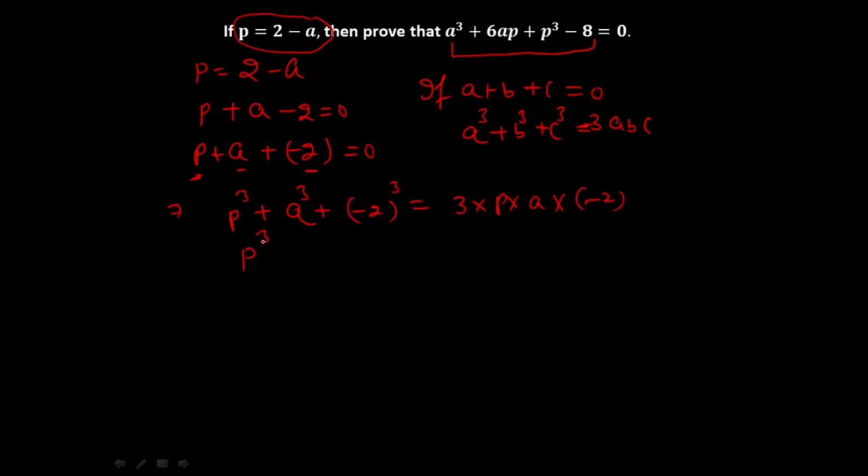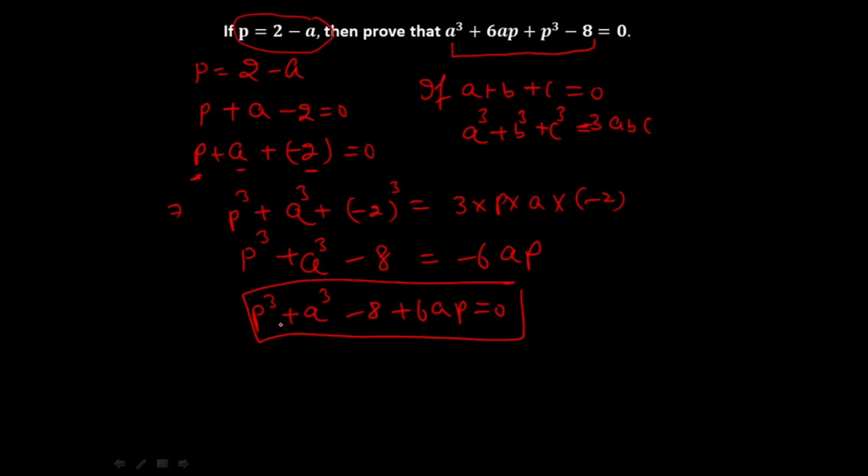Let's simplify. This is a cube, this value is minus 8, this is 3 times minus 2, minus 6ap. Now take this value on the left hand side; it gets changed, negative becomes positive, positive becomes negative. This is our proof. You can check it. This value is nothing but the given value. You can rearrange the terms as per the given question: 6ap plus p cube minus 8 equal to 0. Hence proved.